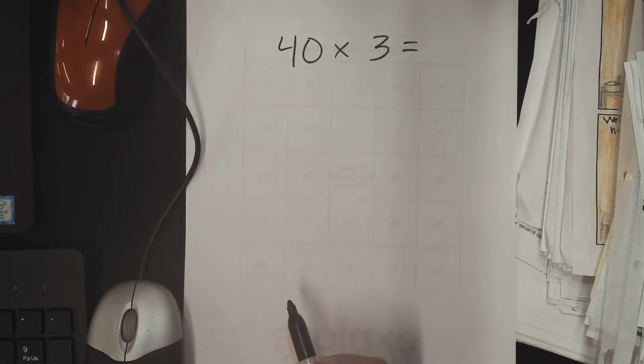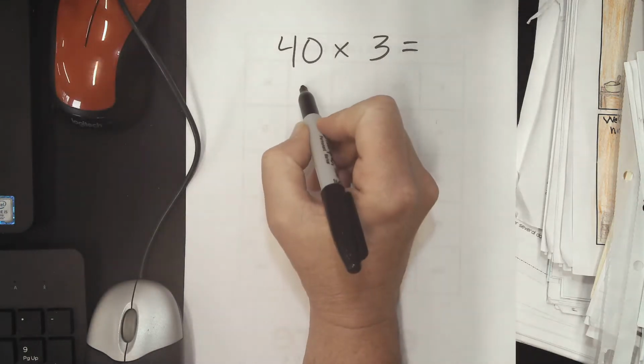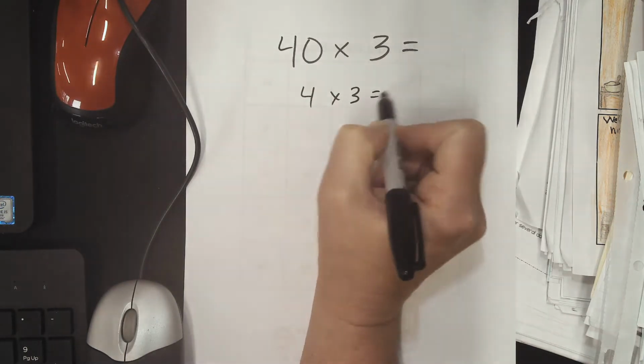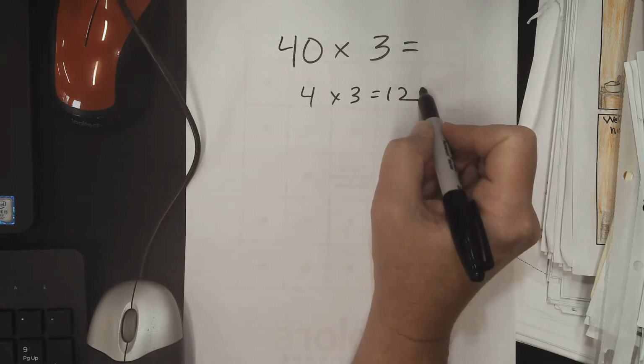40 times 3. Not the algorithm. You are doing this in your head, and you can explain how you did it in your head. Who can explain it? Ellie? I just took off the 0 and 4 times 3 is 12, and then added the 0. Okay, so she did 4 times 3 is 12, and then she added a 0.